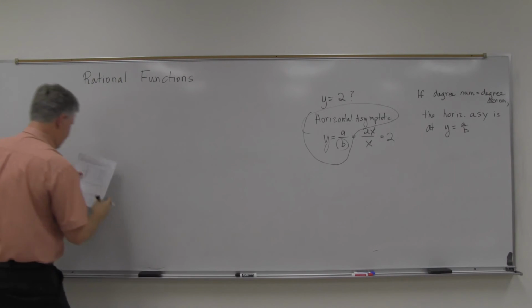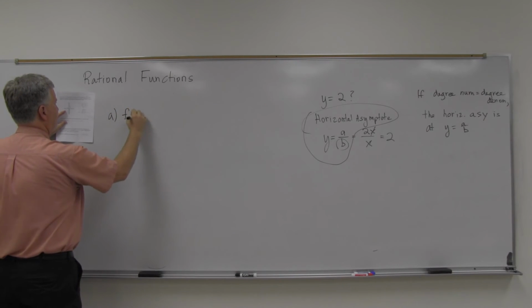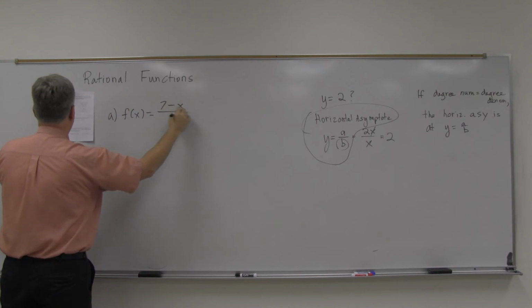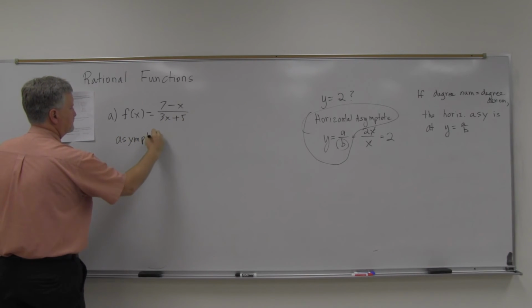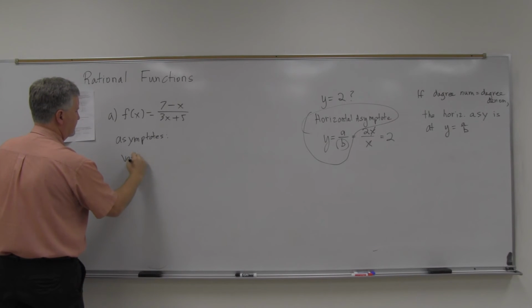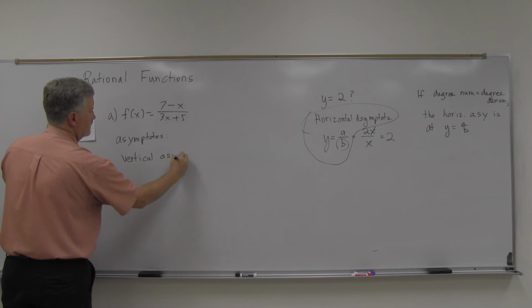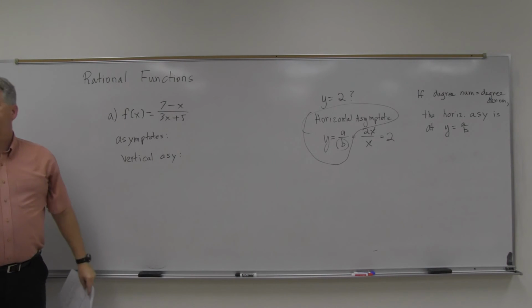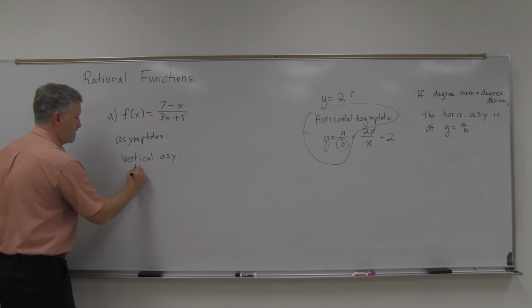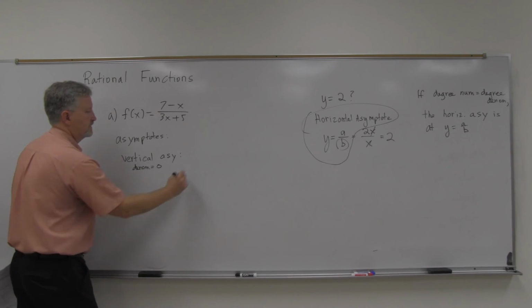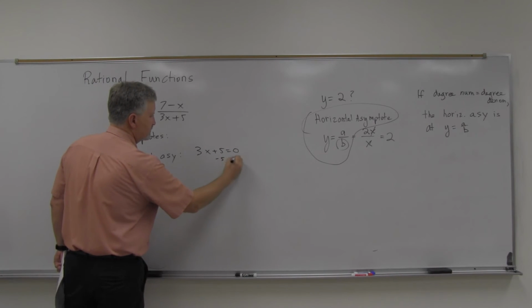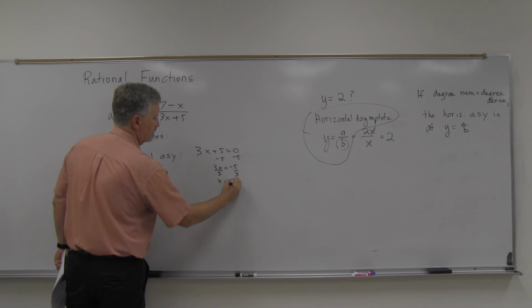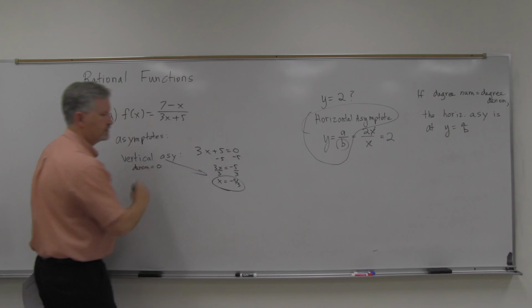we'll pick up on this next time, but all right, so a, f of x equals 7 minus x over 3x plus 5. I'm asking for the asymptotes. Well, we've got two, vertical and horizontal. Find the vertical asymptote. We just went through it. How do we find it? Denominator equals 0. So in this case, we go 3x plus 5 equals 0. So x equals negative 5 divided by 3. That's our vertical asymptote. Easy as that.